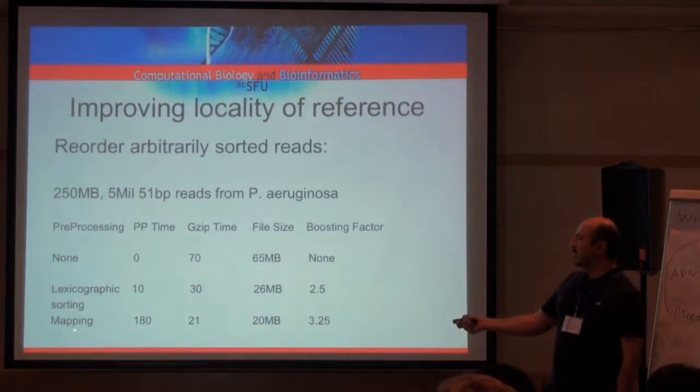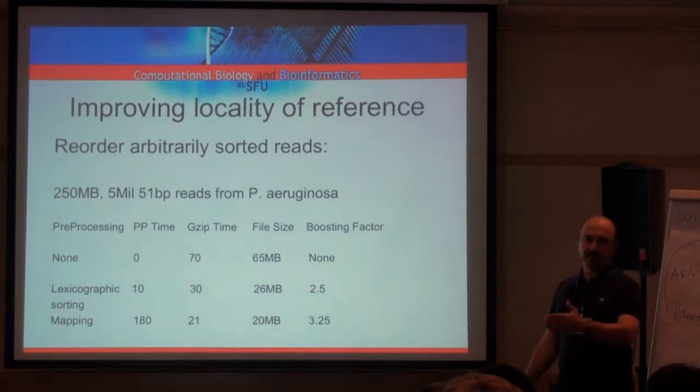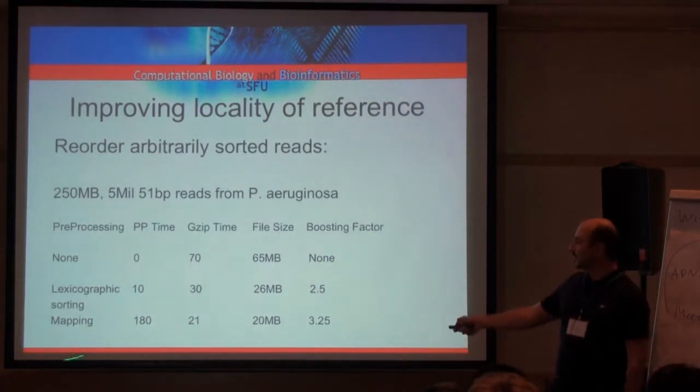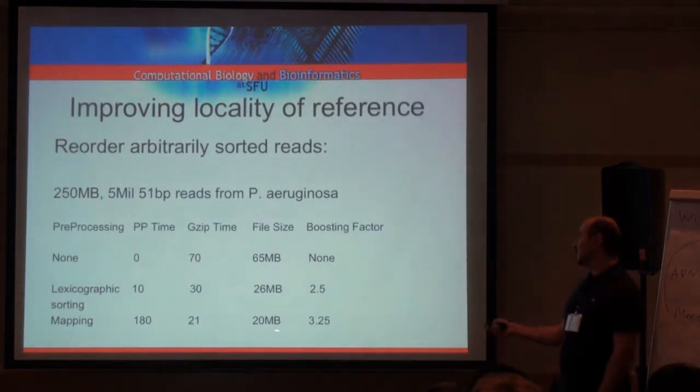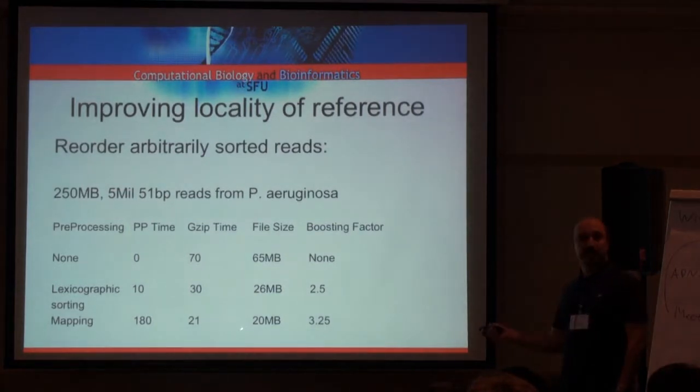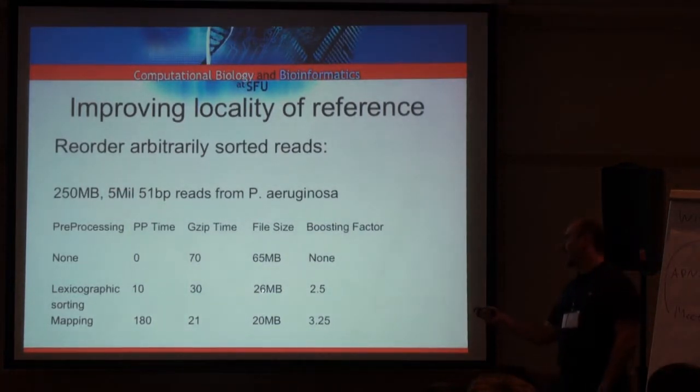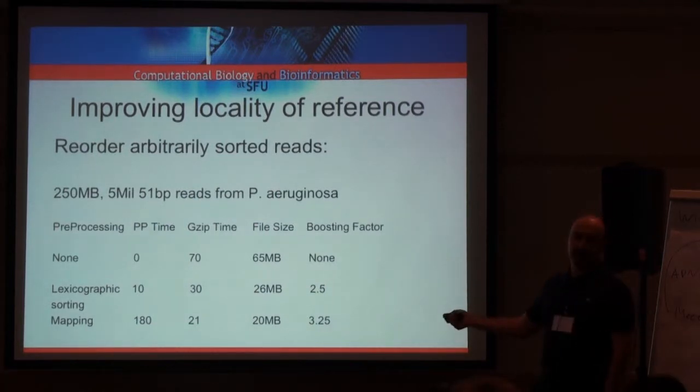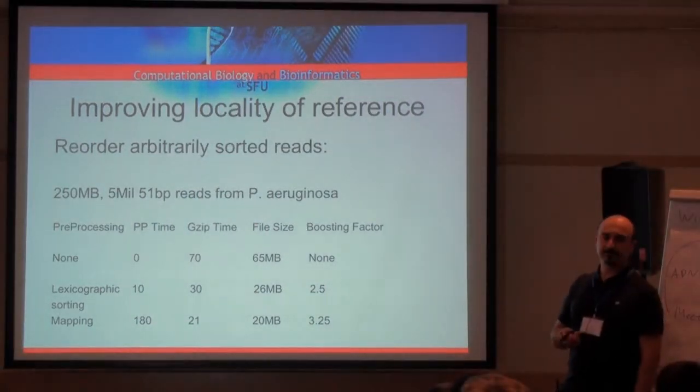A second idea is using mapping. If you take all these reads, find unique mapping locations to each one of these reads, suddenly the compression improves. And from 26 to 20, it may not look that impressive, but still, that's almost 20% of an improvement. And in human genomes, the improvement is much bigger.